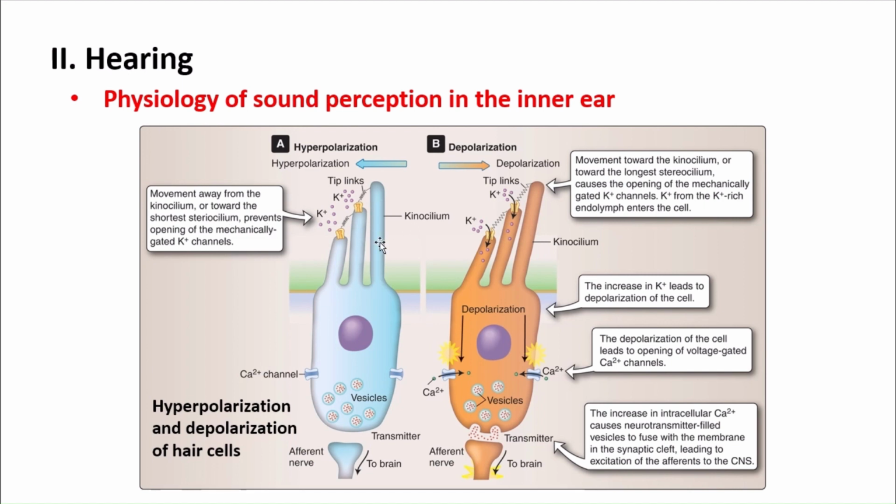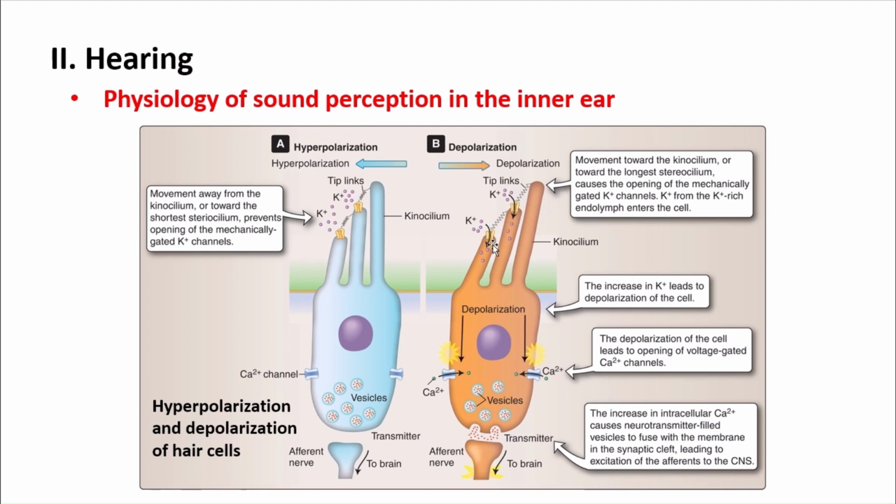Kinocilium is the longest of those microvilli, and you can see these proteins that are connecting the tips of these stereocilia. In the tips you can see that potassium channels are there. Normally, if there is a movement of the kinocilium toward the rest of the stereocilia, nothing will happen. So this is the hyperpolarization.